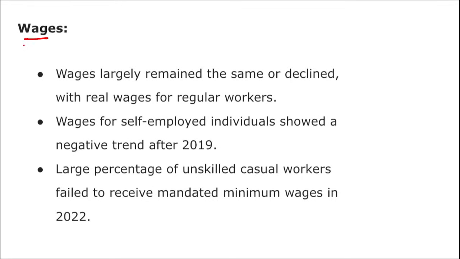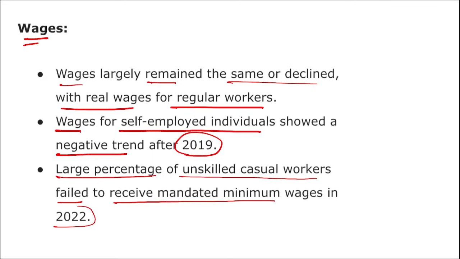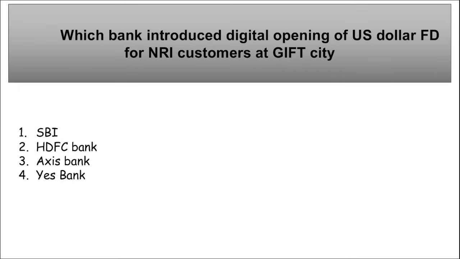Then if we talk about wages, wages largely remained the same or declined, with real wages for regular workers and wages for self-employed individuals showing a negative trend after 2019. Large percentage of unskilled casual workers failed to receive mandated minimum wages in 2022.